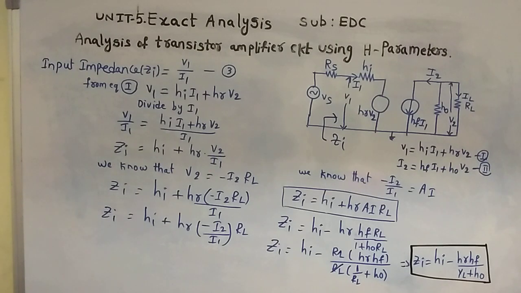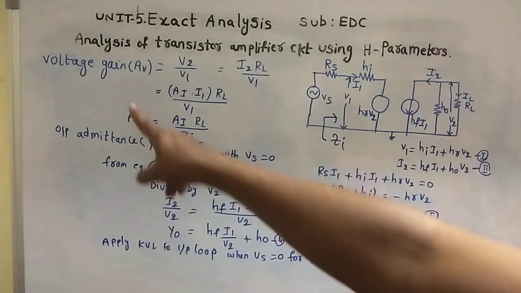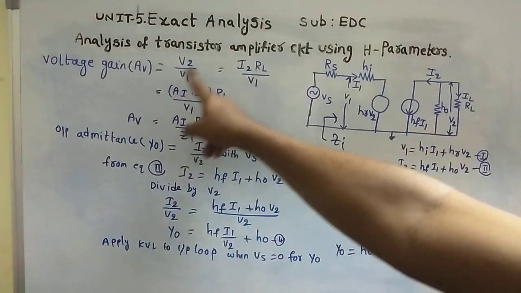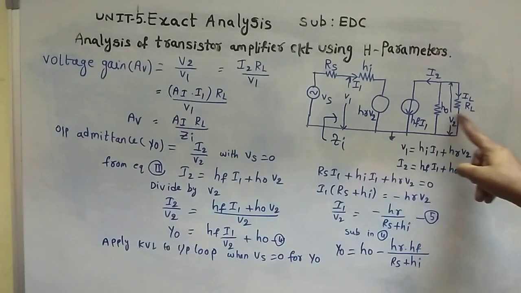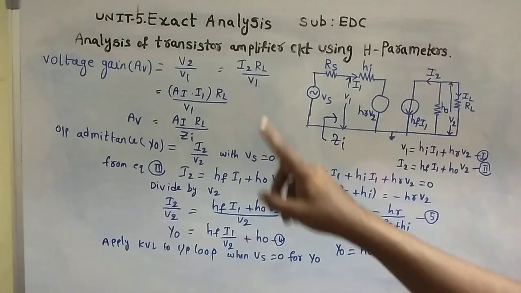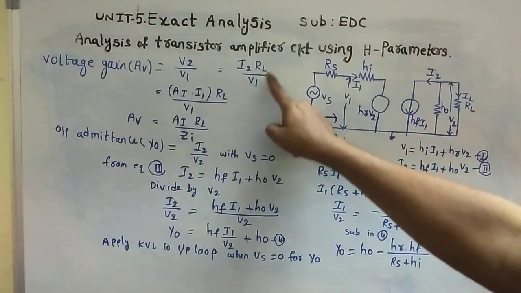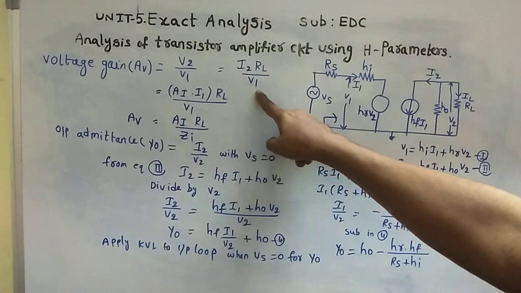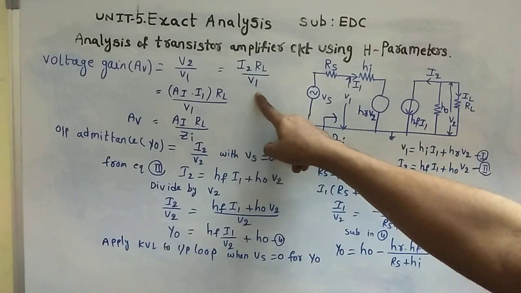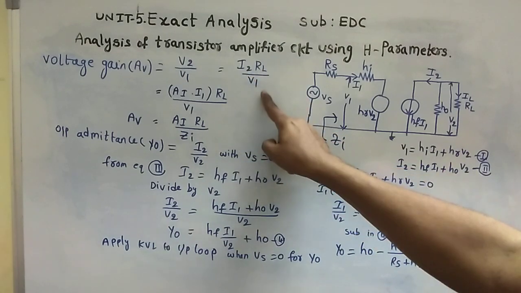Similarly, we can go for the next parameters, voltage gain as well as output admittance. The next parameter is voltage gain. AV is equal to V2 by V1, output voltage by input voltage. Again V is equal to IR, so V2 is I2 into RL, by V1.